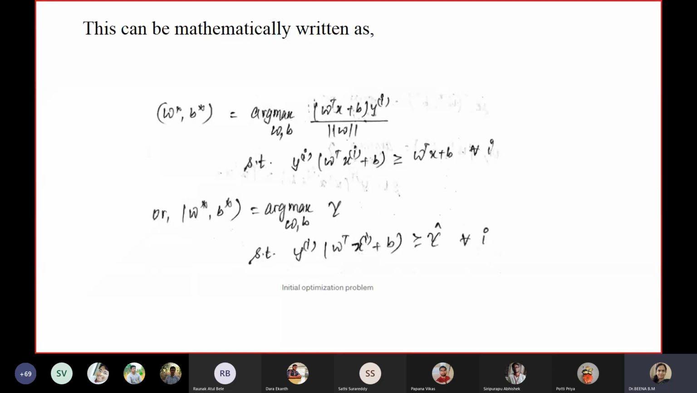What does argmax with subscript W, B indicate? I already said this is the hyperplane, it denotes the hyperplane.